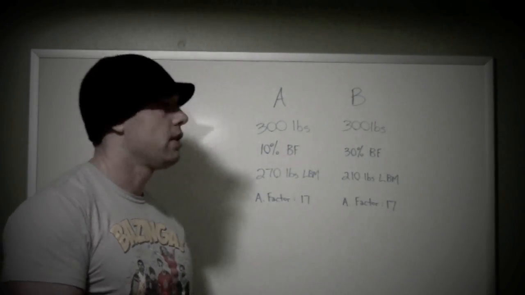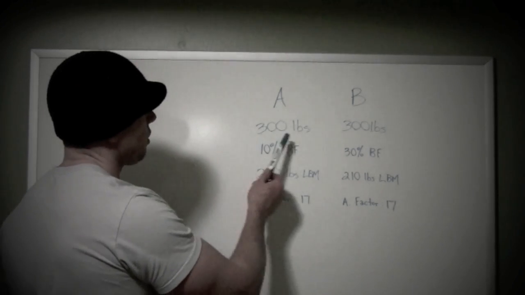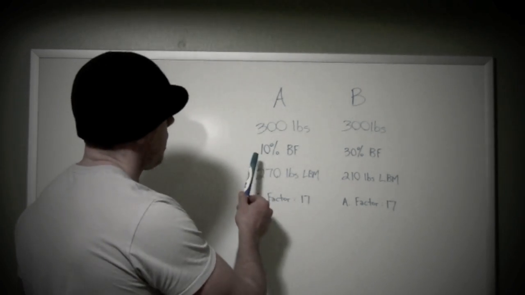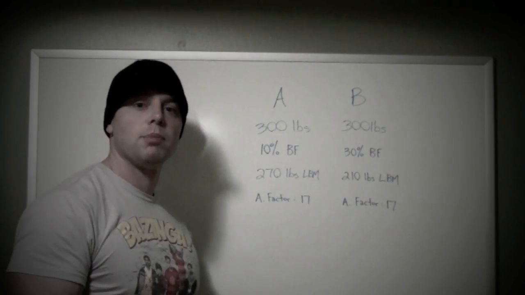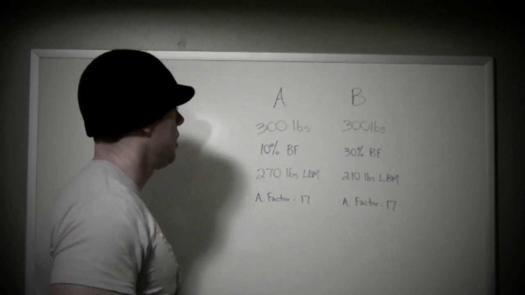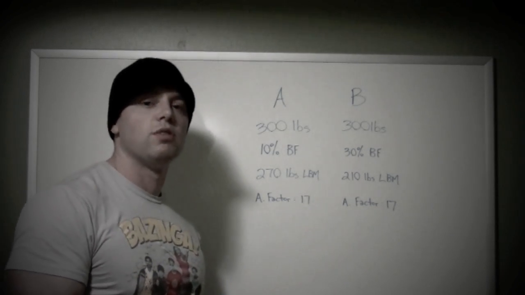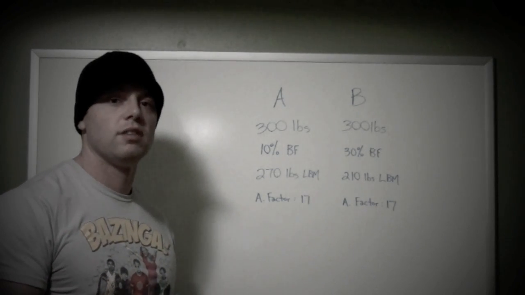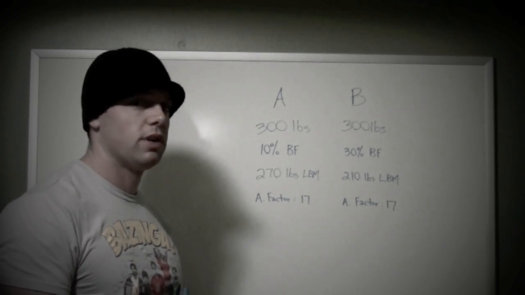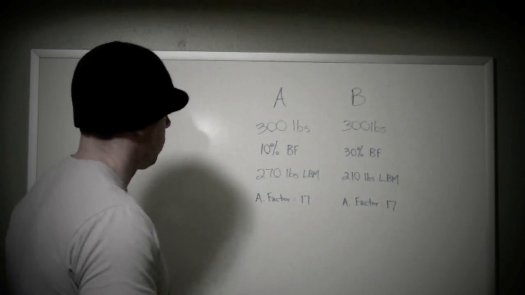Alright, so we're back with person A and person B. Now you can see that each person weighs a flat 300 pounds. Person A has a body fat percentage of 10%. Person B has a body fat percentage of 30%. Now I'm illustrating this fact because I don't believe in using body weight as the primary determinant for determining your calorie needs per day. I believe in using lean body mass, which is shown here.